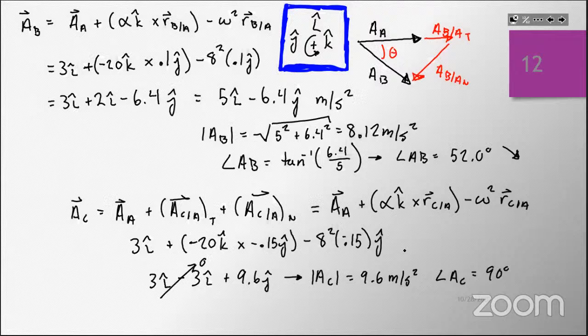That goes away. So this is just 9.6J. Right, so there's no tangential component of my acceleration at the bottom of my wheel where it hits the ground. And this is what we call the no slip condition.